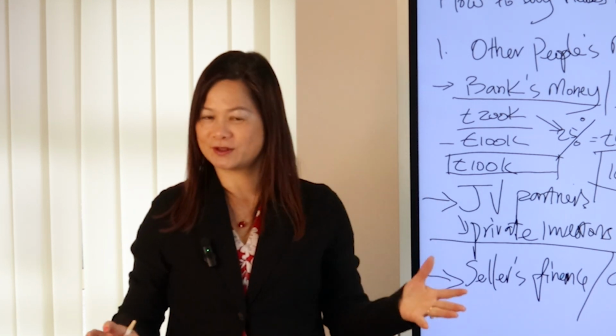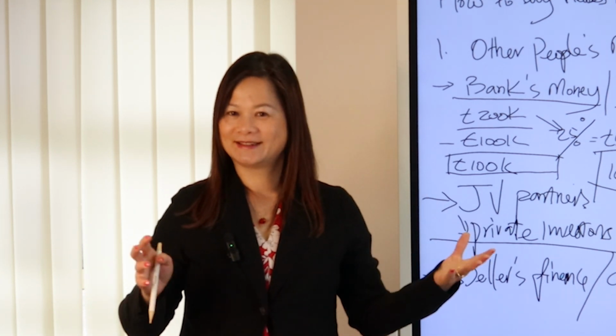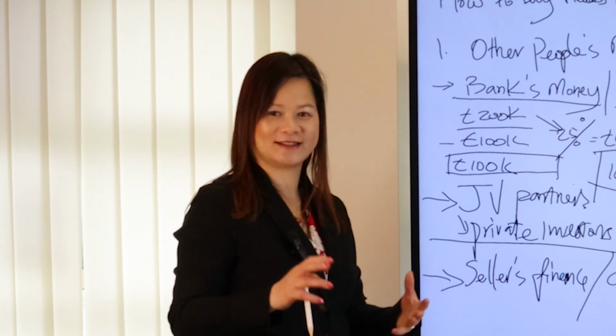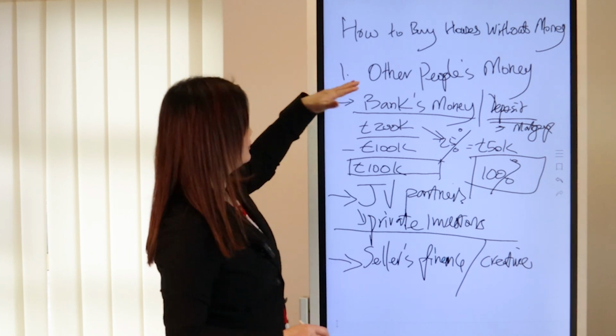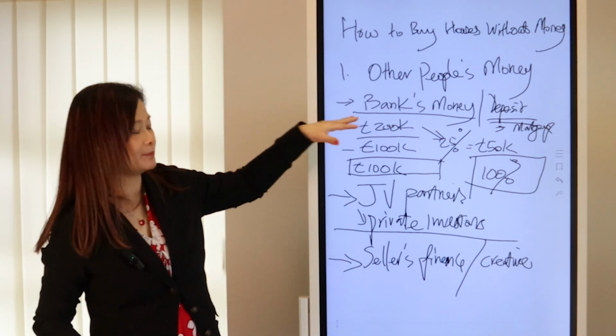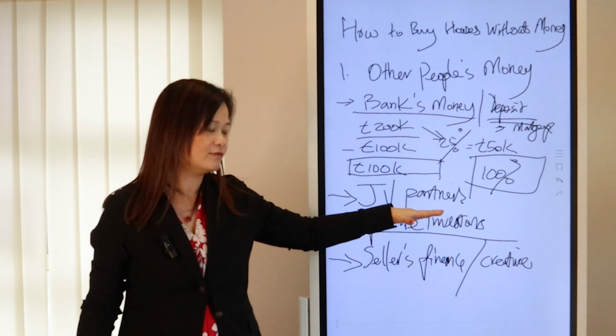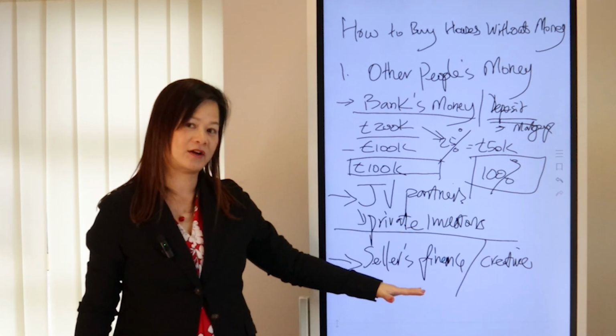Do you want to know a few more types? Yeah, so I'll give you a couple more then, since you're a good listener. First, the other people's money: the bank's money is number 1. The second is the private investors. The third is seller finance.